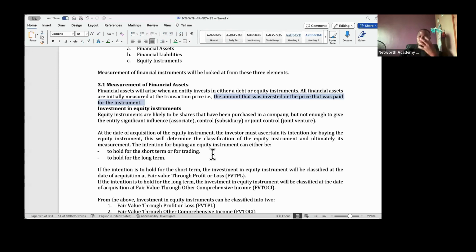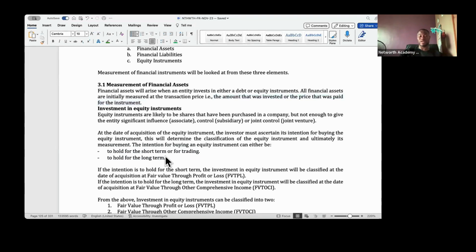And the way you do that is that we need to be able to understand your intention for buying those shares. And the intention an entity will have for buying shares is either they want to hold it for the short term, or for trading, or they want to hold it for the long term. That's the reason why people will buy shares.